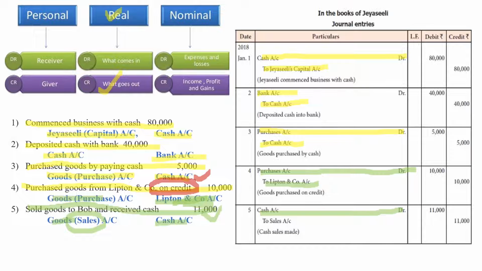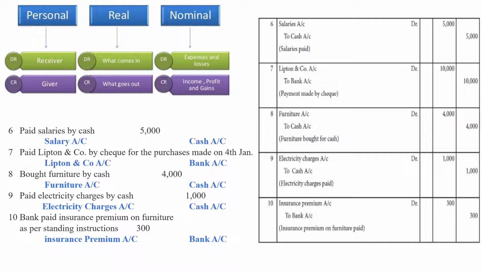And here goods are sold. This is sales. Sales is nominal account. So when we made some sales, we had some gains. That's why this is a nominal account and your gain is credit. That's why sale is here credit. This is continuation of that particular example.